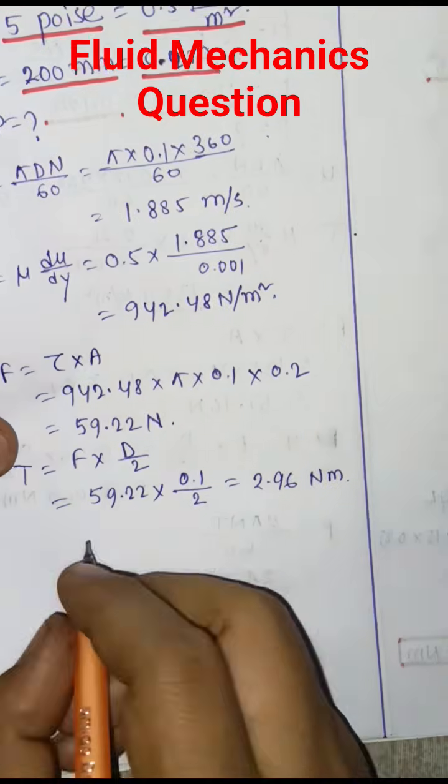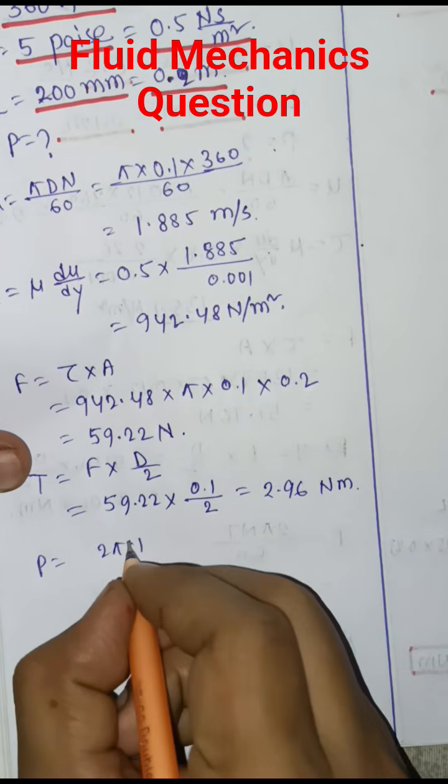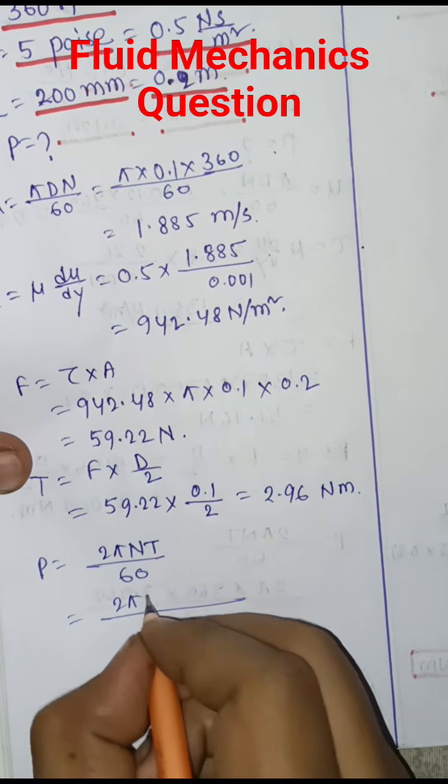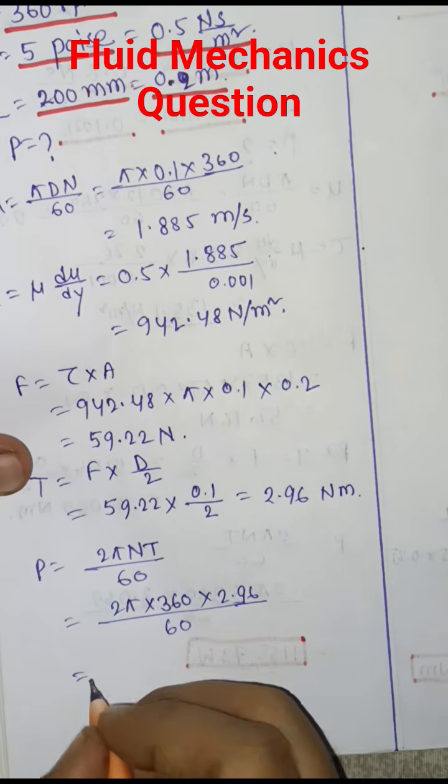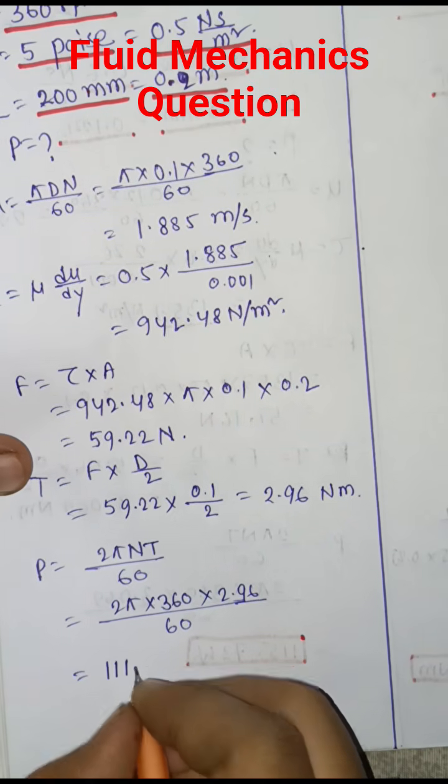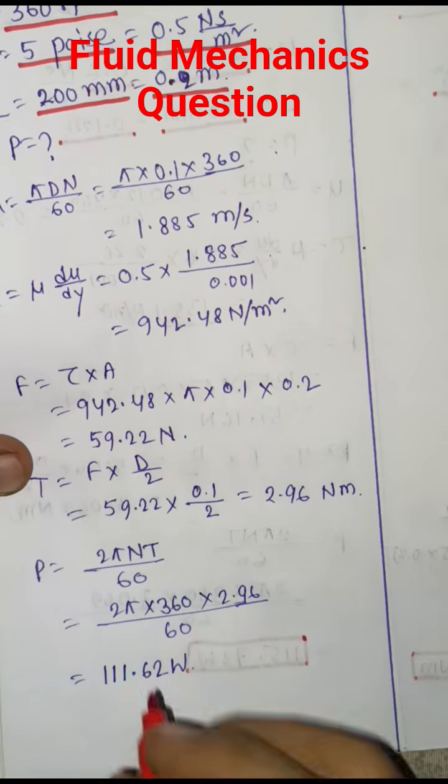Now, if you want to calculate the power, we know that power is 2 pi N T divided by 60. So 2 pi, what is the value of N? That is 360, into the torque, that is 2.96, divided by 60. From here you get the value of power, that will be 111.62 watt. So our answer will be this.